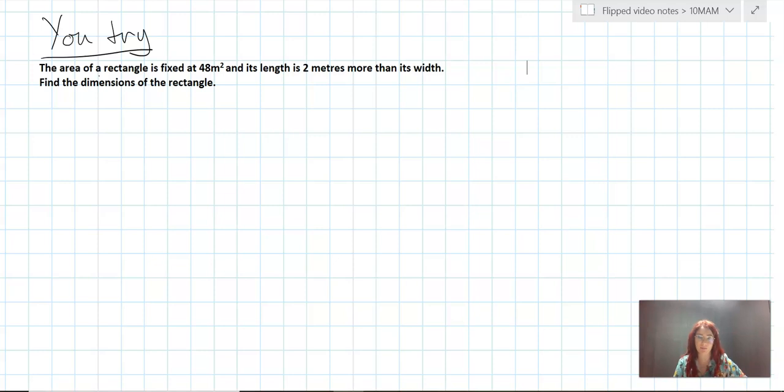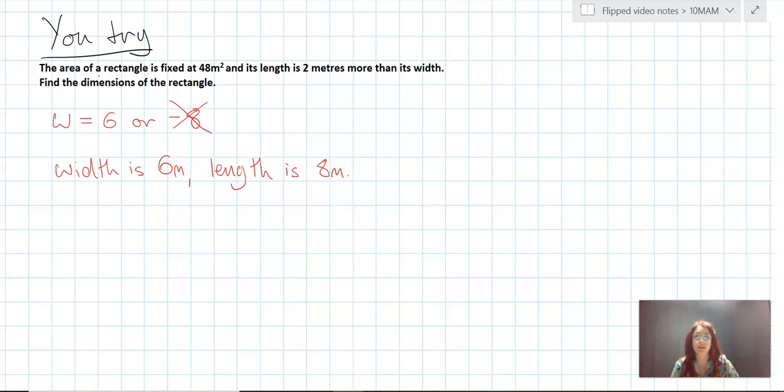Here's one for you to have a go. Pause it now and I'll be back with your answer. So the values for the width you should have come out with are 6 and negative 8. Obviously negative 8 isn't going to be a valid answer in this situation, so our width is 6 meters, length is 2 more, so it's 8 meters.